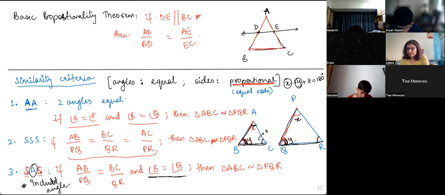So for the sum to be 180, what should be the angle R value? Can you repeat that? I was not able to hear you.